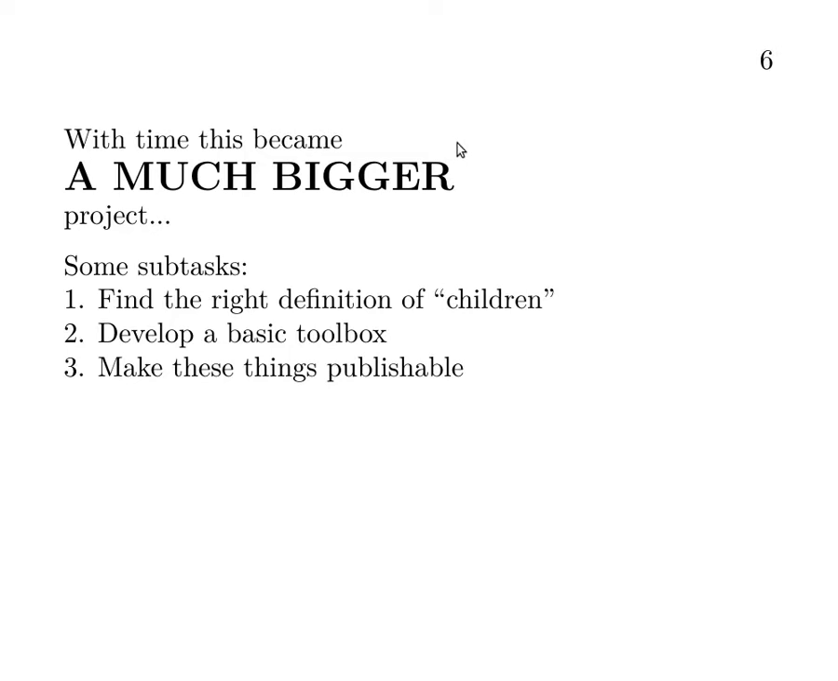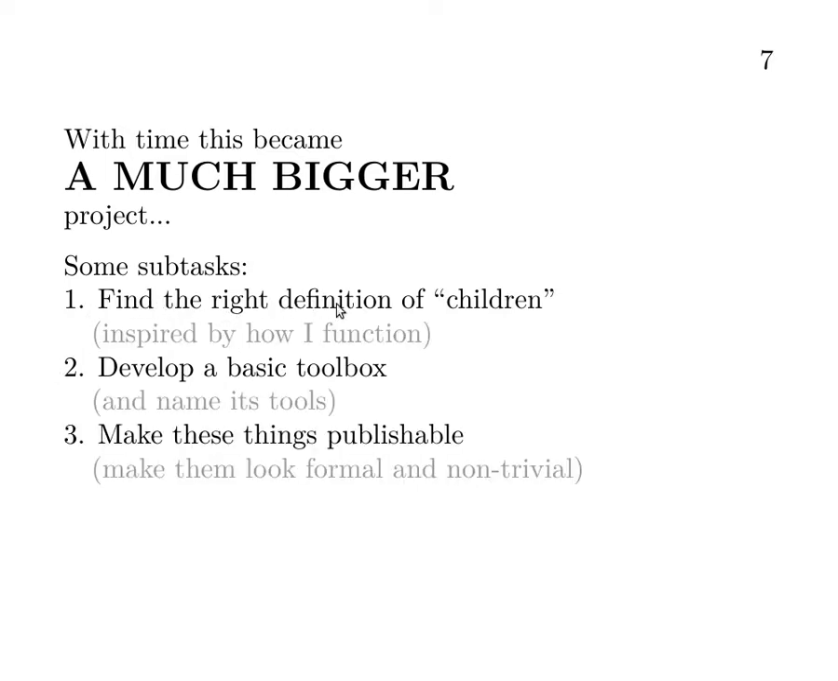With time, this became a much bigger project. Among its subtasks, I'm going to discuss these: to find the right definition of children, to develop a basic toolbox, and to make these things publishable. The right definition of children is, of course, based on how I function when I feel that something is too abstract for me, and I need to build particular cases and examples, test these examples, make diagrams and so on. To develop a basic toolbox would be to build some tools that I can reuse in many situations, give names to them and define them formally, and also make these things publishable.